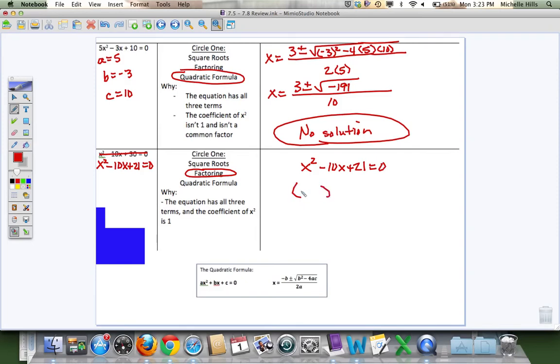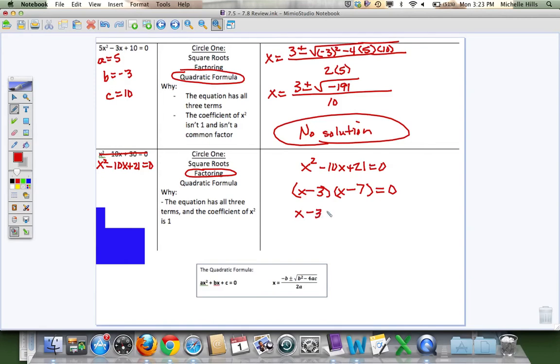I'm looking for numbers that multiply to give me positive 21 and add to give me negative 10. Well, I can get a positive 21 by multiplying two positives or two negatives. Since they have to add to be a negative, it has to be two negatives. And I go through the factor pairs of 21, and 3 times 7 is 21. So negative 3 times negative 7 is positive 21. Negative 3 plus negative 7 is negative 10.